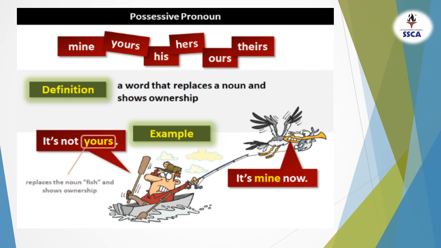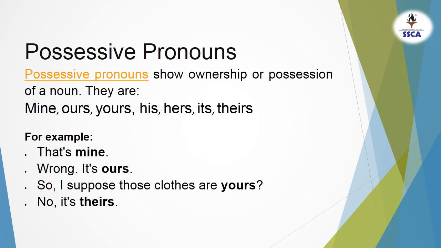But the bird is replying it's mine now, meaning the bird is saying this fish is in my teeth now, so it belongs to me. So here yours and mine are possessive pronouns. Now let's see some more examples. Now, as you already know, what are possessive pronouns? Well, they show ownership or possession of a noun. They are mine, yours, ours, his, hers, its, theirs.